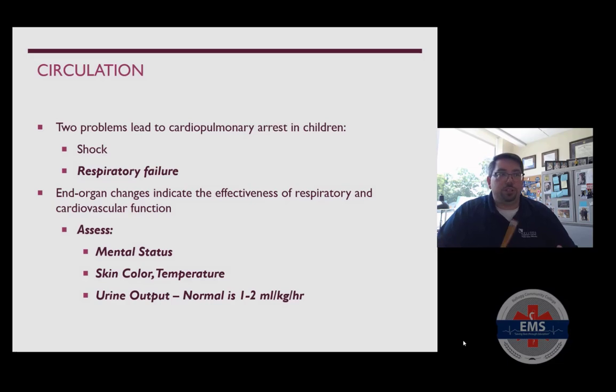For circulation, we know that there's two primary problems that lead to cardiopulmonary arrest in children: shock and the big one, respiratory failure. We also know that end organ changes indicate the effectiveness of the respiratory and cardiovascular system. So there's three main things that you're going to want to assess for. The first is mental status, the second is skin color and temperature, and the third one is urine output.